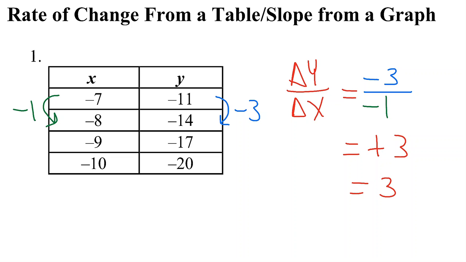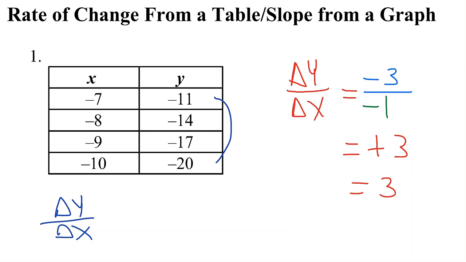Now I want to show you guys something quickly, that it really does not matter which 2 points you choose. So I'm going to go ahead and erase this, and I'm going to leave this up here. But I'm going to show you down here, and I'll use the color dark blue. What if I go the change in y divided by the change in x? What if I go from negative 11 to negative 20?